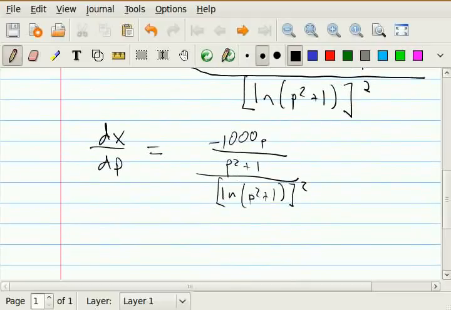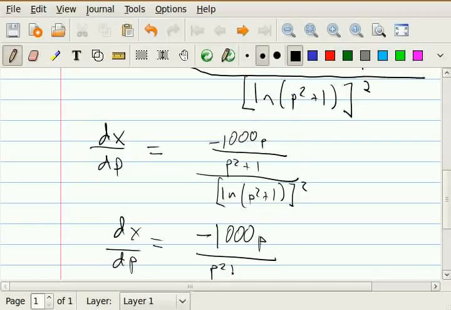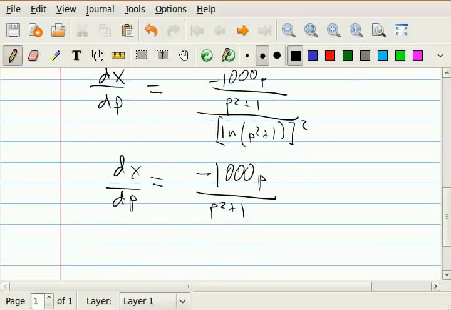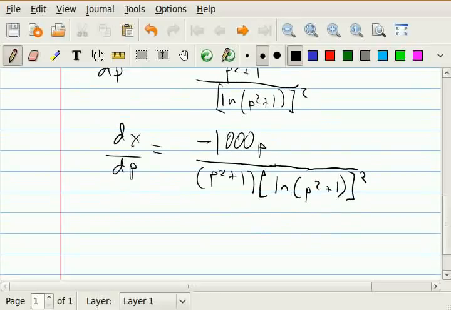Again, it's a complex fraction, which we don't like, so I'll write it one more way here. Negative 1000 p over p squared plus 1, and instead of dividing by the second term, since I have a fraction in the numerator, if I'm dividing by natural log of p squared plus 1, squared, I can just multiply by 1 over that, which puts it in the denominator. So in the denominator I should have natural log of p squared plus 1, squared. Okay, so that's dx/dp.